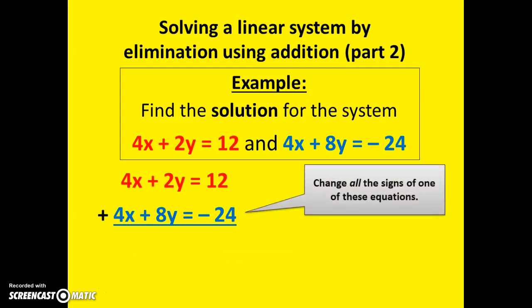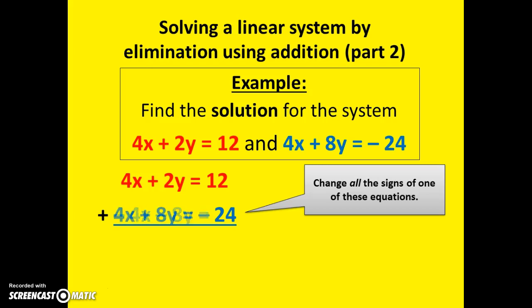Well, if we change all the signs of one of these two equations, we should be able to work some magic. So let's see. If we pick the second one, right now it's 4x plus 8y equals negative 24. Let's multiply everything by negative 1. Why? Because in essence, by multiplying by negative 1, we're changing all the signs. So positive 4x becomes negative 4x. Positive 8y becomes negative 8y. And negative 24 becomes positive 24.